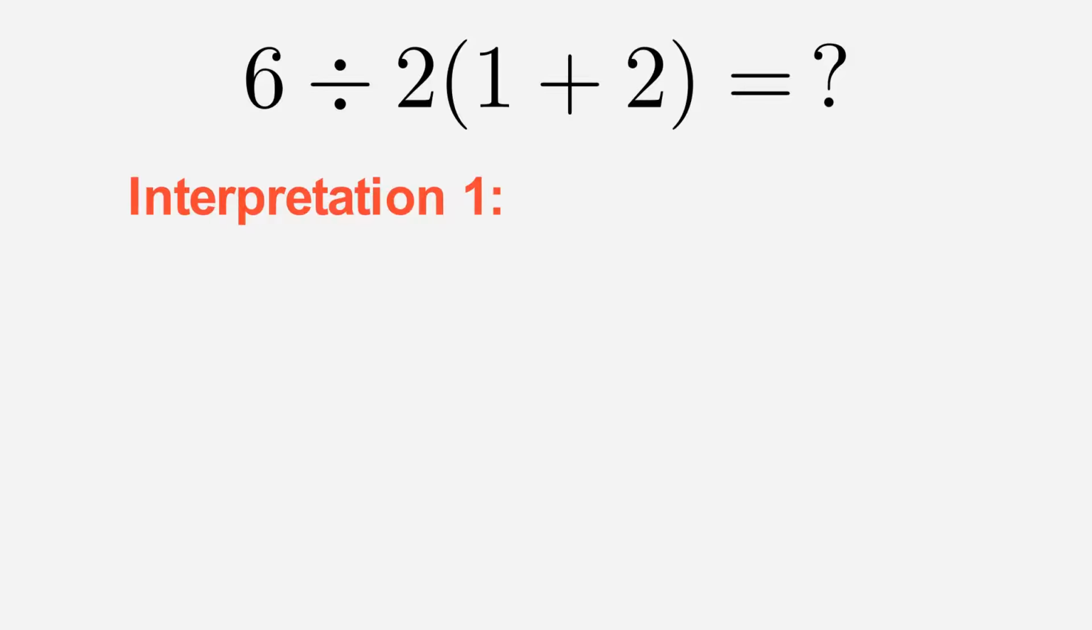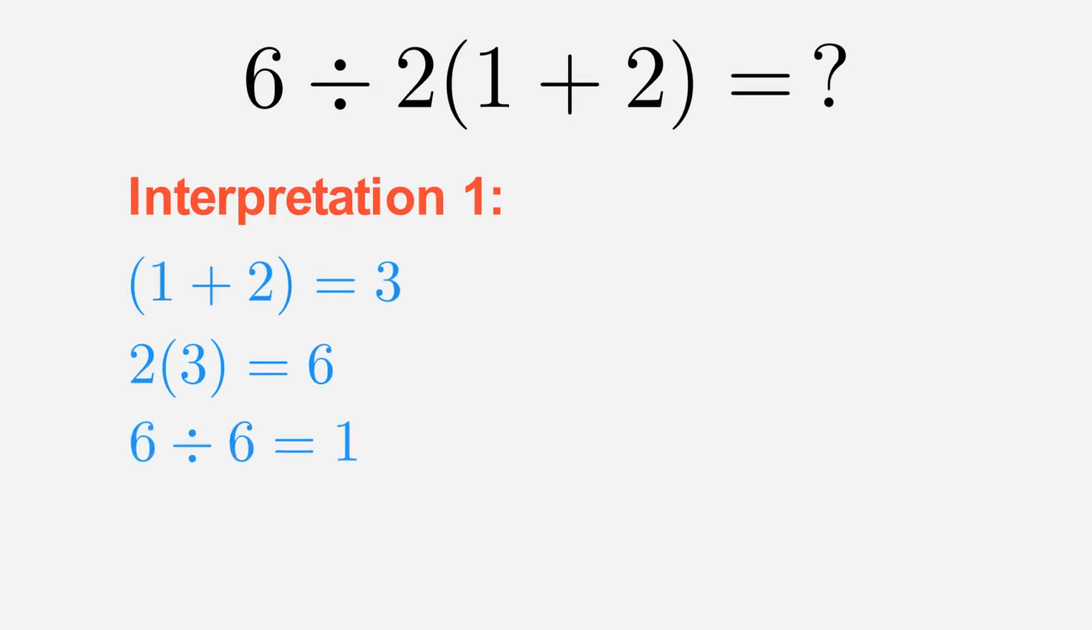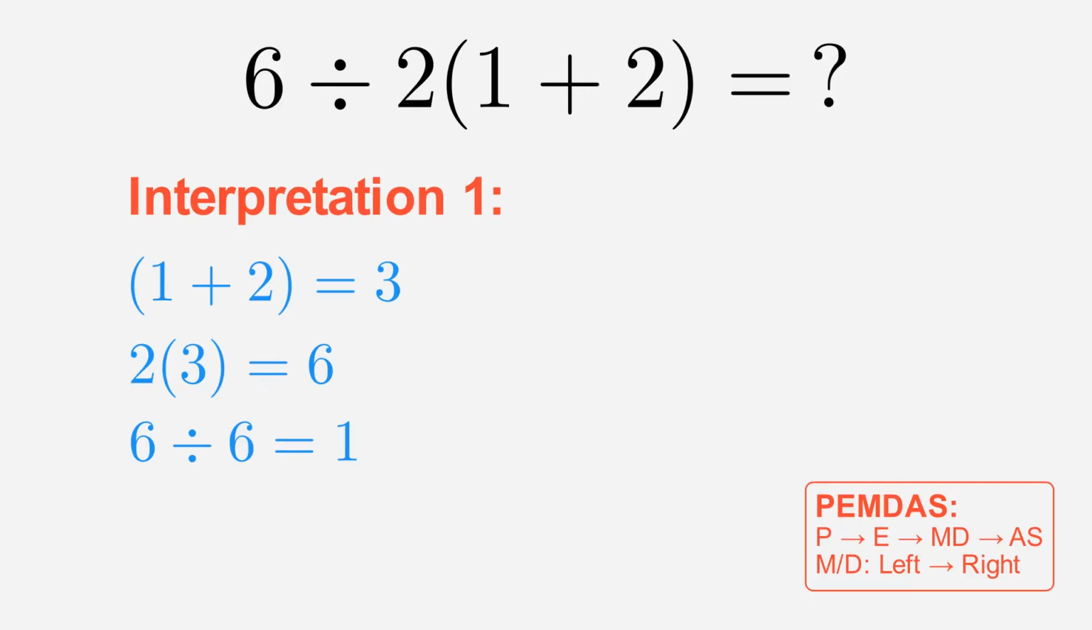1 plus 2 is 3. Then 6 divided by 2 is 3. And 3 times 3 is 9. 9, right? That's what almost everyone says. But you're wrong. Here's what you missed.